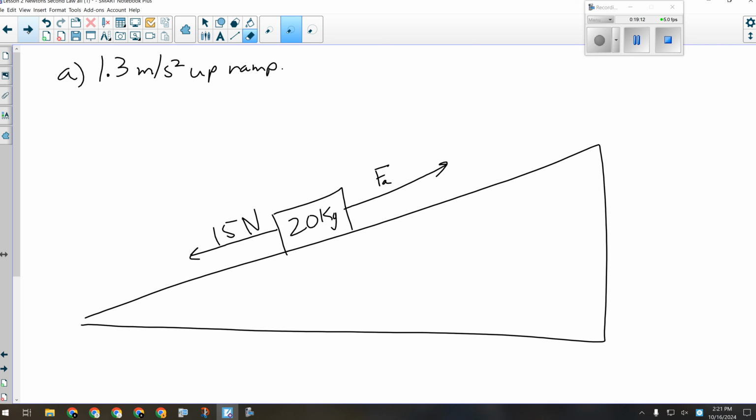They're in opposite directions. Same vectors. Yep. 41 newtons up the ramp.